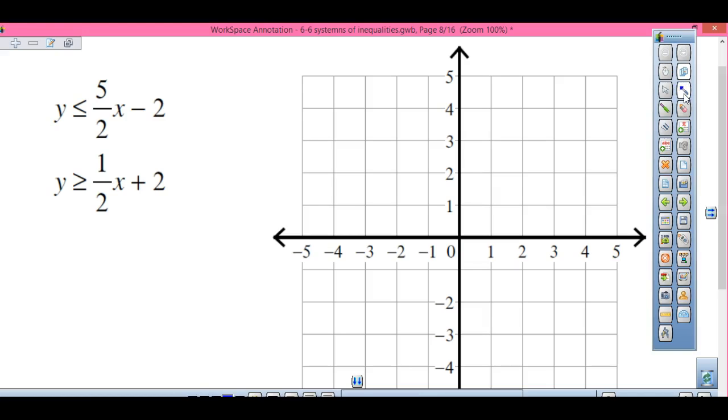So where's my starting point on the top? On negative 2. And what do I have to do? Up 5 over 2. Dashed or solid? Solid line.